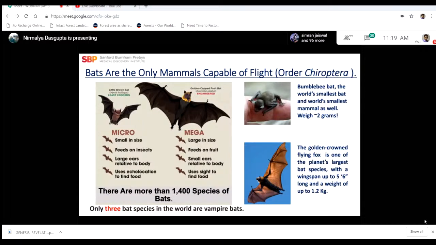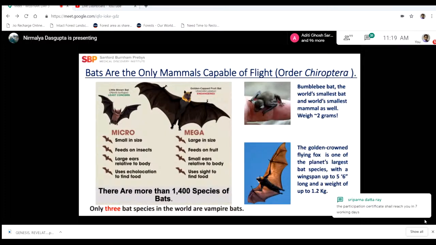This is the most species-rich group, order. There are more than 1400 species of bats, and only three bat species in the world are vampire bats, meaning they feed on cattle blood. But because of these three species, many people have misconceptions, and in South America they kill millions of bats, though it is a very beneficial species for our planet.